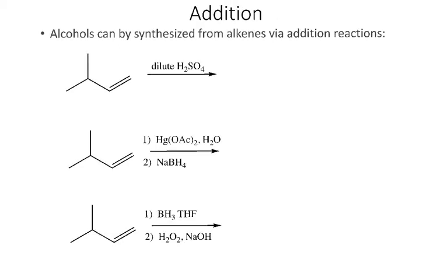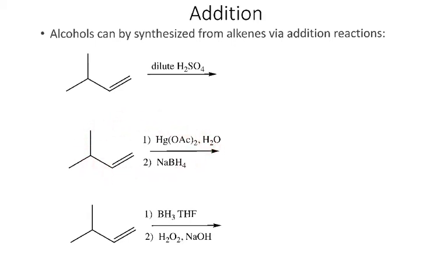All right, we also learned some addition reactions last semester that can be used to synthesize alcohols from alkenes. And I have the three examples. So we have, in this case, acid catalyzed hydration. This is oxymercuration, demercuration, and then we have hydroboration, oxidation. I'm actually going to do them a little bit out of order. I'm going to do oxymercuration, demercuration first.